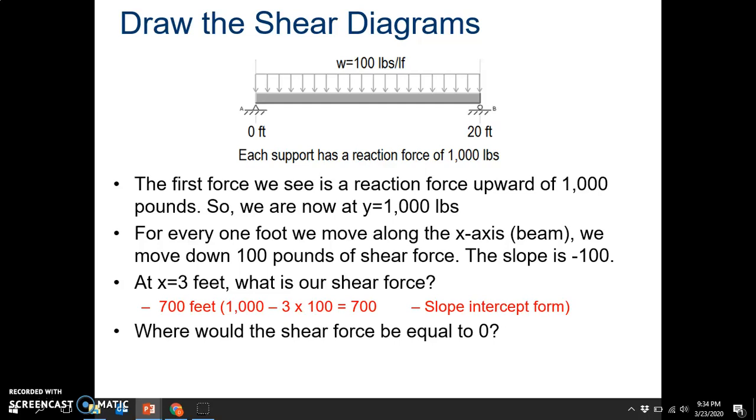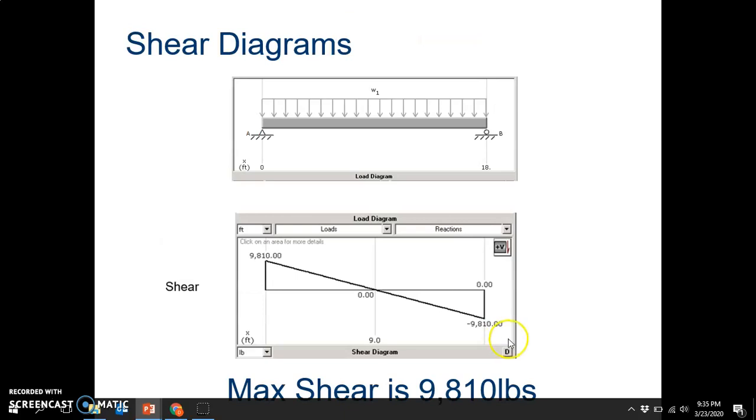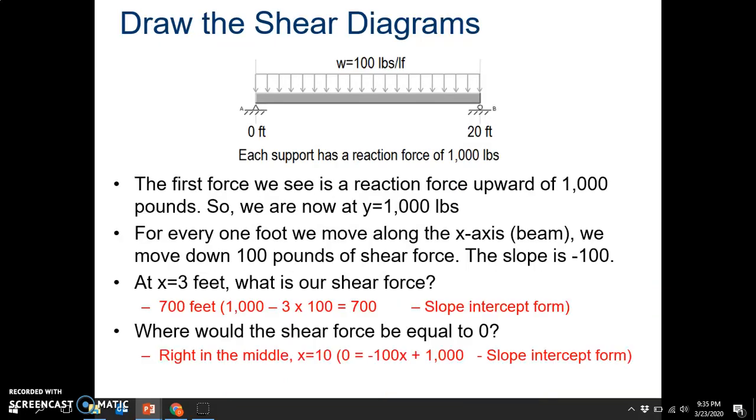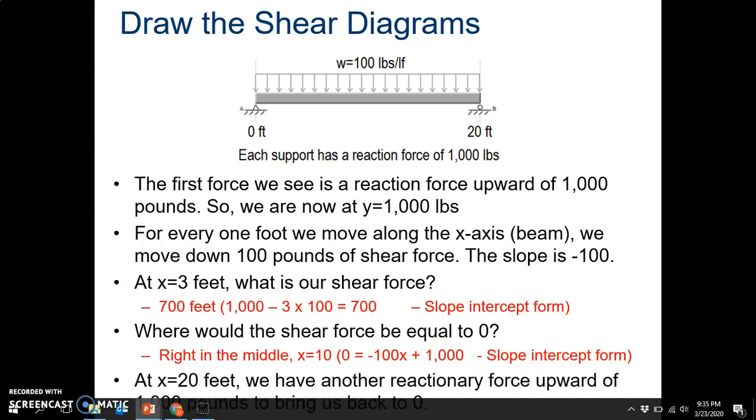And I could also ask you, where would the shear force be equal to 0? And I think a lot of you might realize that would occur right in the middle. Let's go back a few slides to the other one. It would occur right in the middle. The shear force would cross the x-axis at the halfway point. But if you want to see the math showing that, we can say y equals mx plus b. y equals negative 100 is the slope, x, plus your initial amount, 1,000. Solve for x, you get x equals 10 feet.